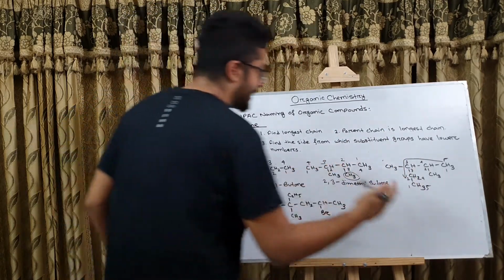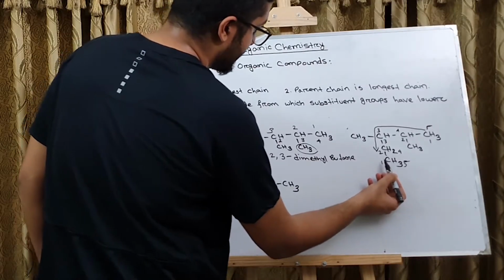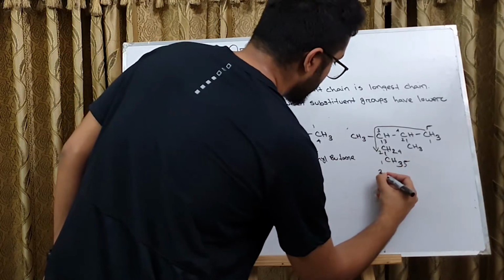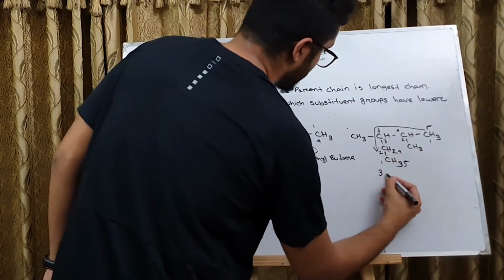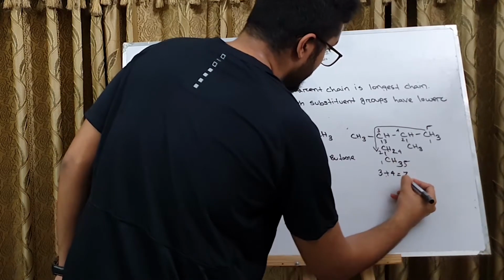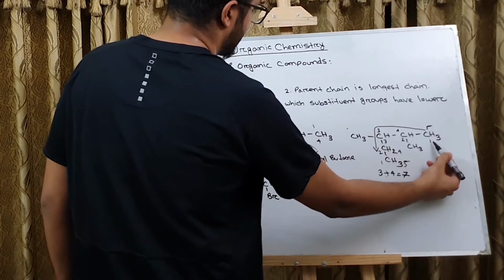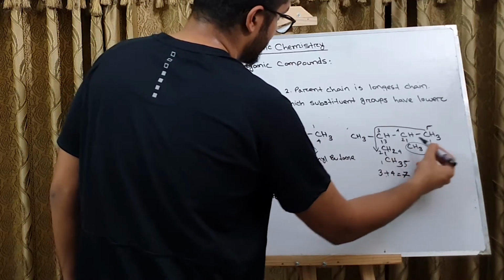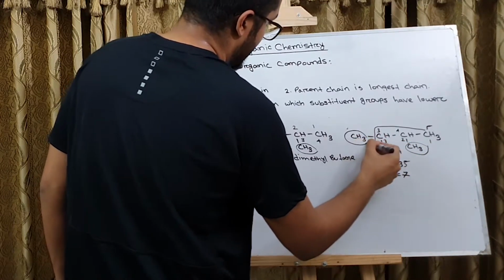And what I mean by that is, if I number this compound from this side, then I have my substituent groups at 1, 2, 3. So 3, and the next substituent group is at 4th carbon. So 3 plus 4 gives me 7. But if I number the compound from this side, then I have 1, 2. At number 2 I have a methyl group, and at 3 I have another methyl group.